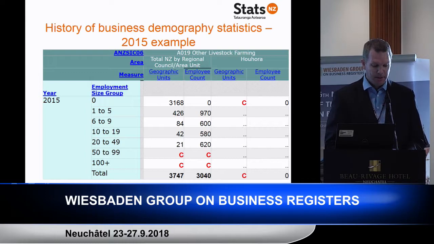An example presented here is the total New Zealand other livestock farming industry and the same industry in a smaller New Zealand region. This illustrated a lot of breakdowns in the BD data. You can see the large number of confidential sales.